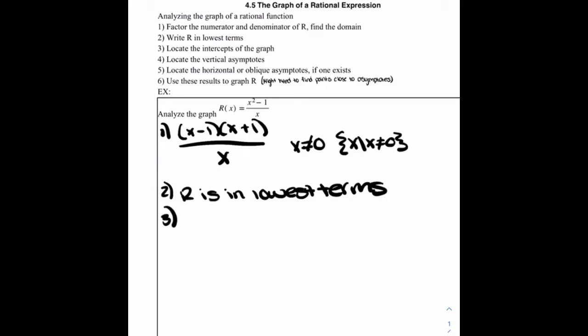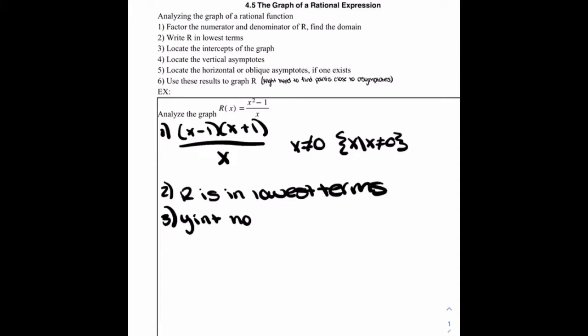All right, step 3. We're going to find the x-intercepts and the y-intercepts. When we think of the y-intercept, you plug in 0 for x and solve. But in step 1, we said x can't equal 0. So we have no y-intercept.